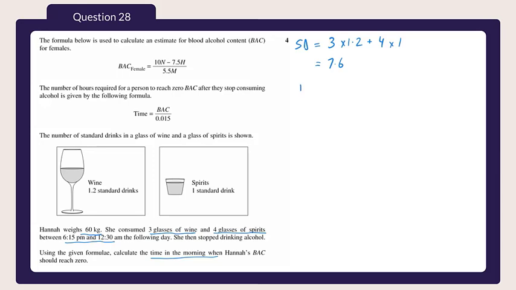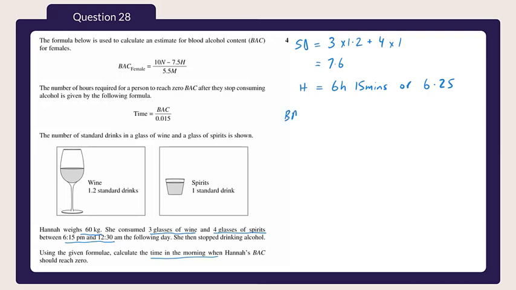Okay, now the number of hours that she's drinking for. So it's from 6:15 p.m. to 12:30 a.m. So that's 6 hours and 15 minutes, or you can think of it as 6.25, 6 1/4 hours. Okay, now I'm going to work out and calculate her BAC.